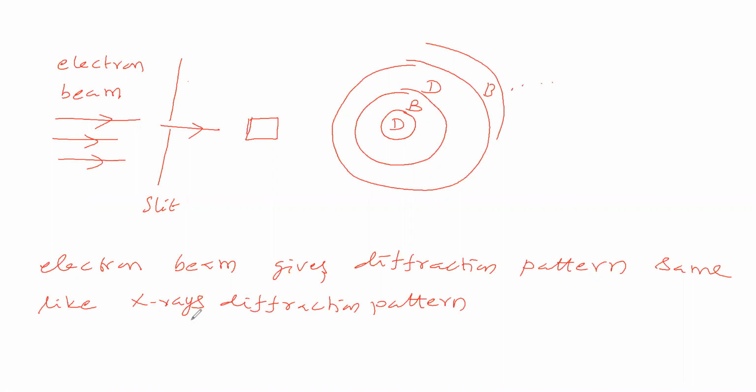This diffraction pattern experiment says that X-rays have wave nature. So from this evidence, we can say that the electron is having wave nature. The evidence for electron having wave nature is the diffraction pattern. And we can say electron is having particle nature. For that, experimental evidence is black body radiation and photoelectric effect.